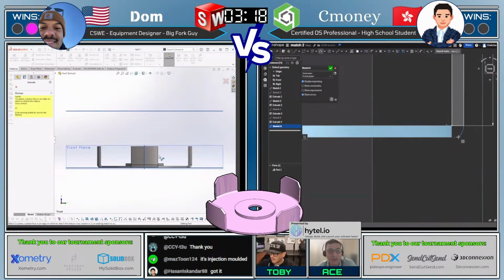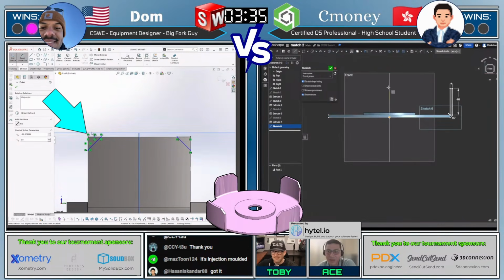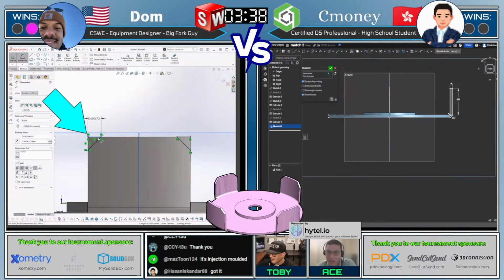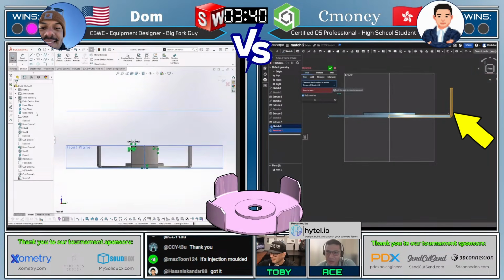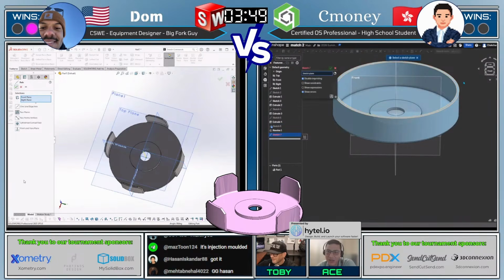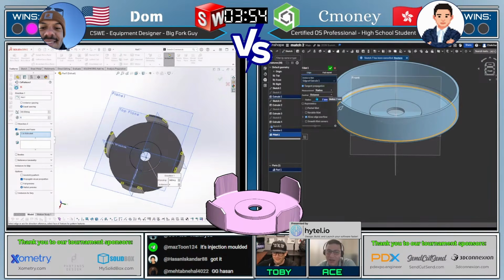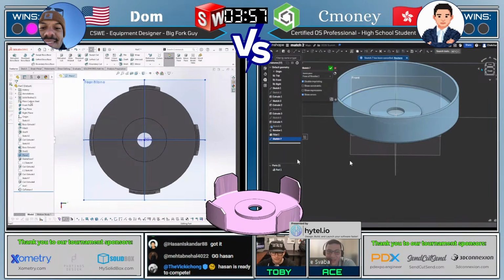Now Dom is doing circular pattern and sketch circular pattern. Nice one, Dom. Very nice, very nice. Both of our runners really coming together here. Interesting. He's opting to sketch this geometry. Very nice. Yeah. Guess he will use revolve, Cmoney? Yeah, Cmoney is really pulling out all the stops here. Yeah.